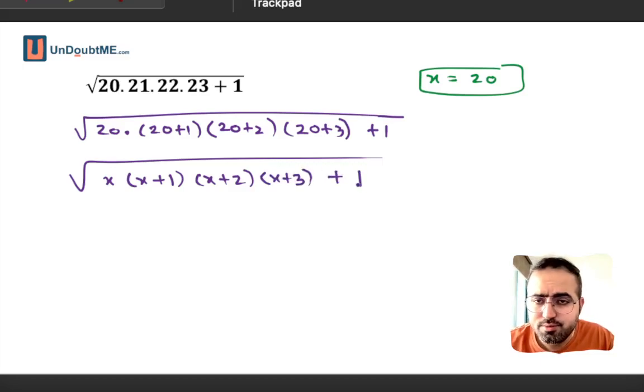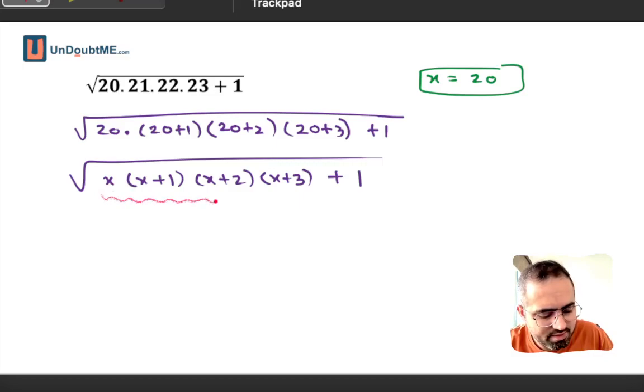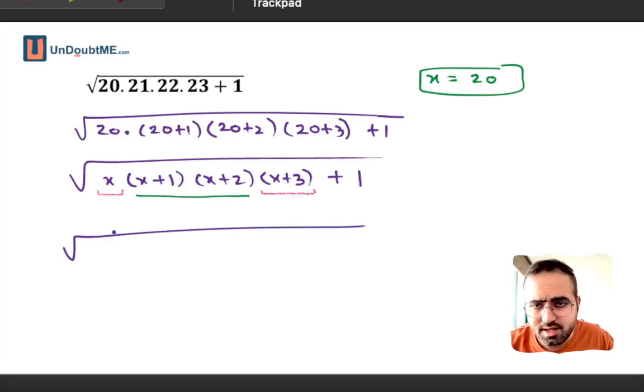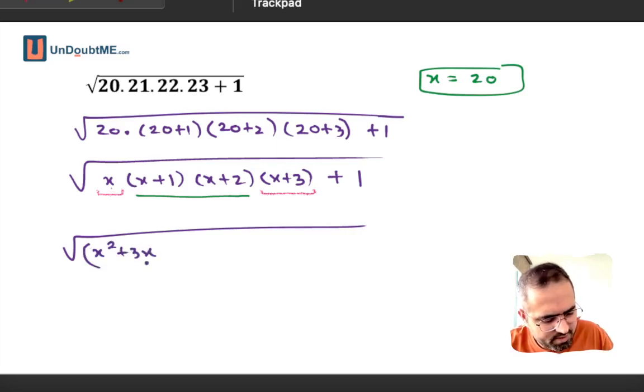Now here there is one trick which you have to remember. Ultimately we need to multiply all these 4 brackets, but we will not do it directly. Rather we are going to club the first and the last term and the middle 2 terms. You will understand in subsequent steps why we are doing that. So let us multiply the first and the last term. It will give me x times x is x square plus 3x.